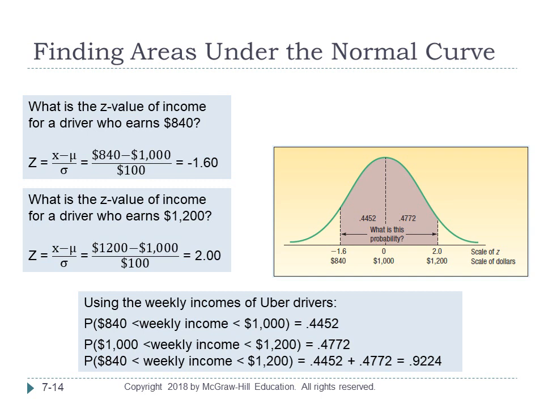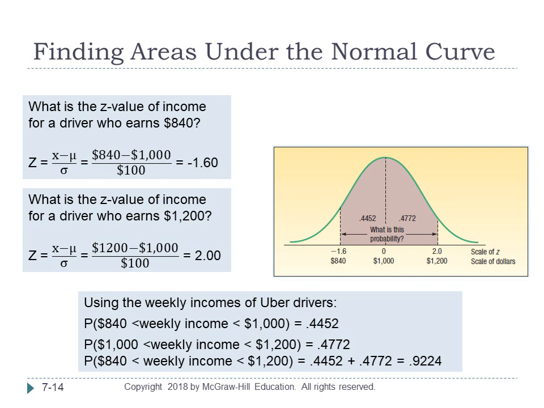We want the z value for an income of 840. Using the same formula, z is equal to x minus mu divided by sigma. 840 minus 1000 over 100 is minus 1.60. The second number, we want the z value for an income of 1200. This is 1200 minus 1000 divided by 100, which is equal to 2.0.